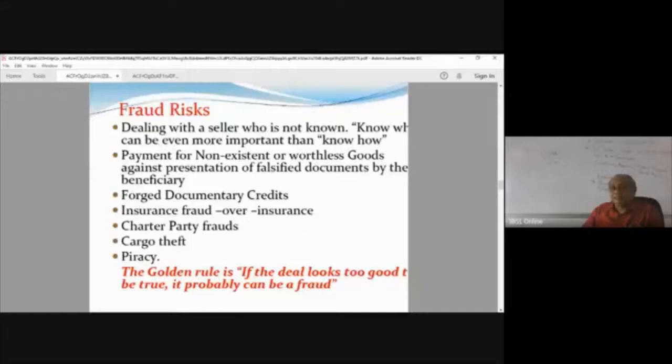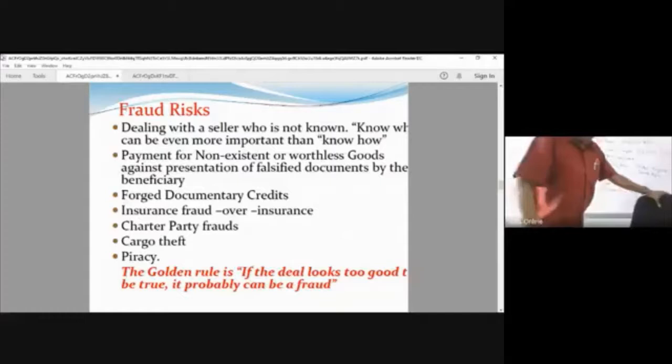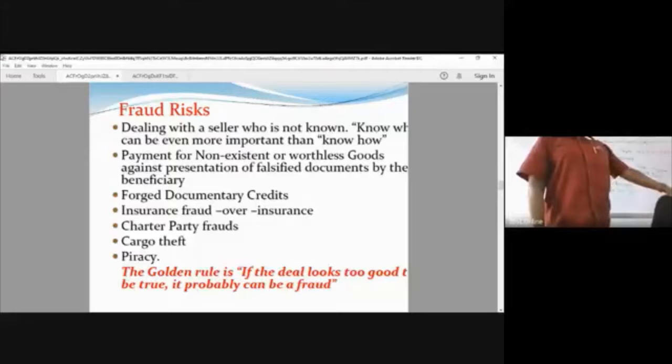What is a charter party? Oil ships could be given on a charter party. What do you mean by charter party? Hired. Very good. We hire the entire ship. It is like this.